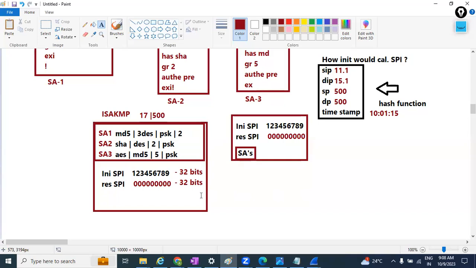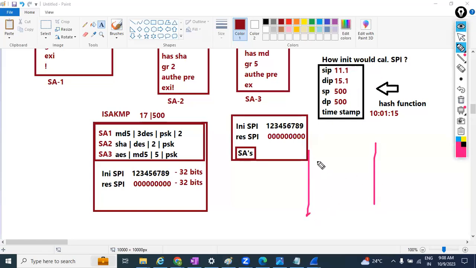That is the lifetime of phase 1. Once they negotiate, that is the lifetime of phase 1. Let's consider TCP. Is there any timer for the TCP handshake? No. Until and unless either of the devices initiates a FIN packet, that connection is not going to terminate.